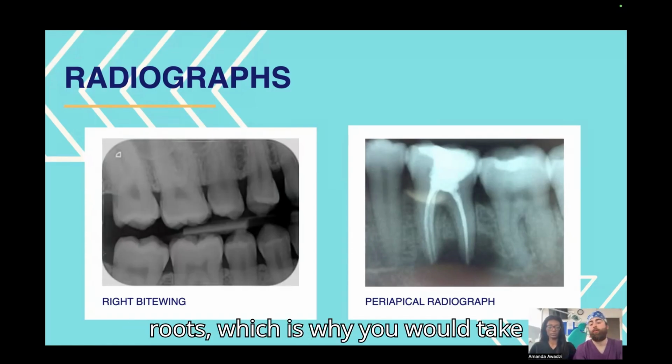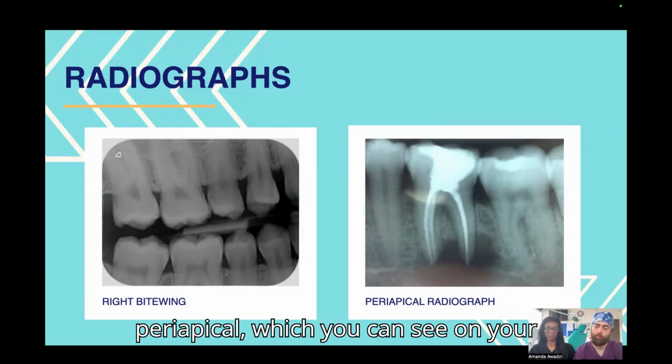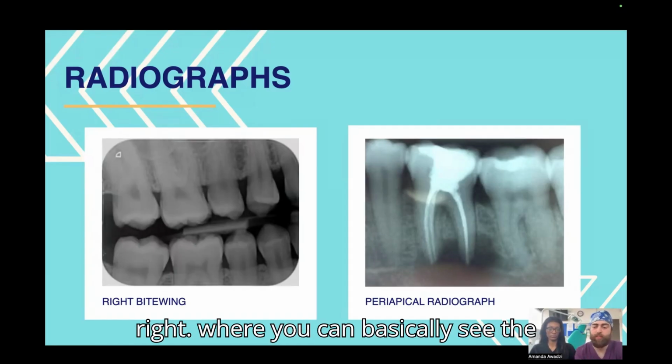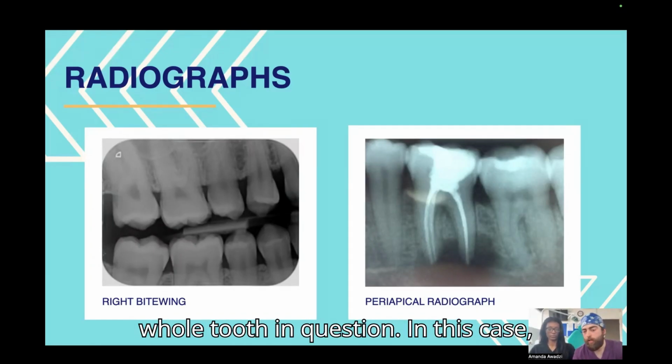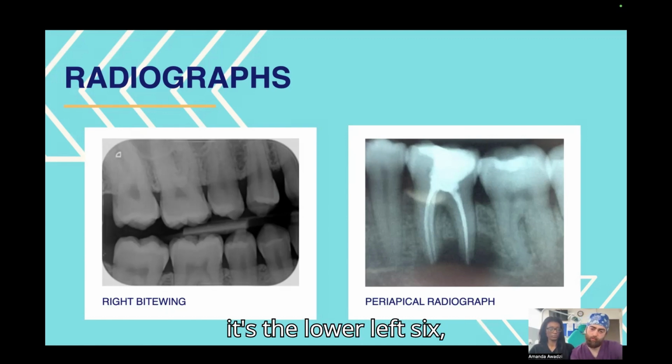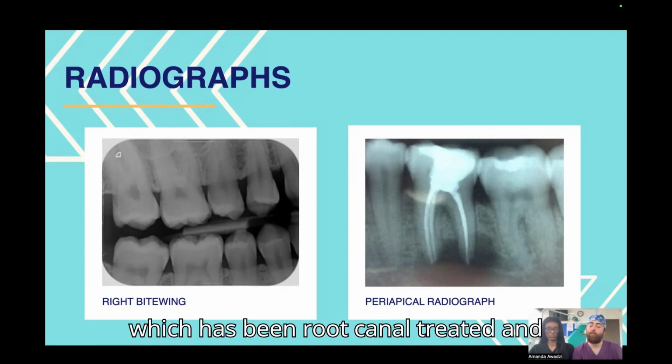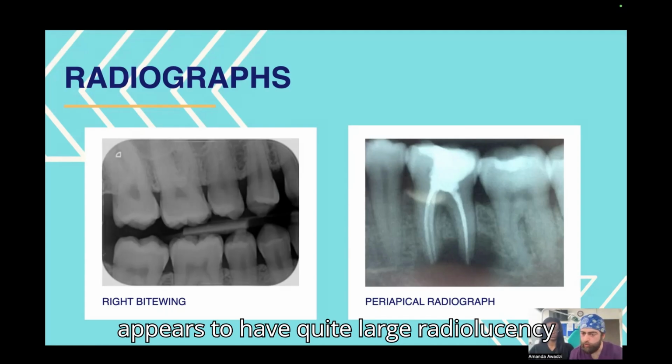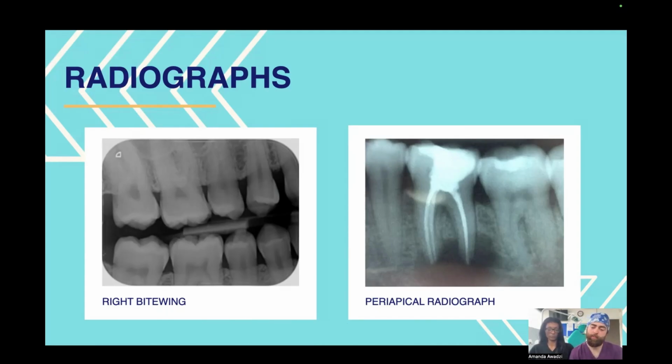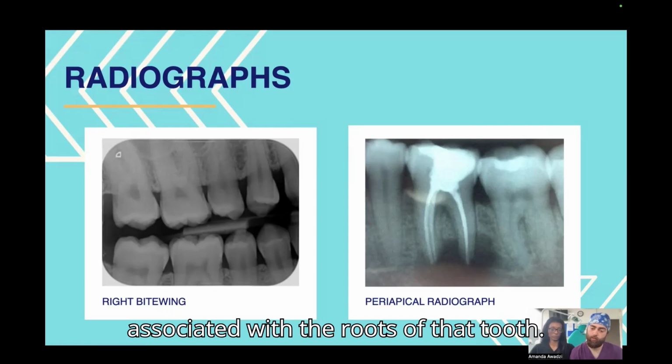but you can't really see the ends of the roots, which is why you would take a periapical, which you can see on your right, where you can basically see the whole tooth in question. In this case, it's the lower left six, which has been root canal treated and appears to have quite a large radiolucency associated with the roots of that tooth.